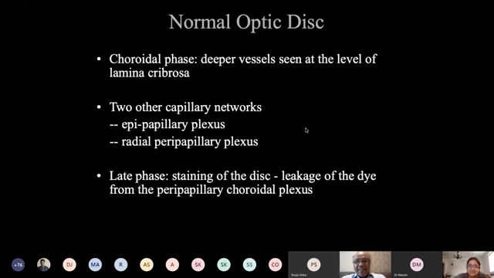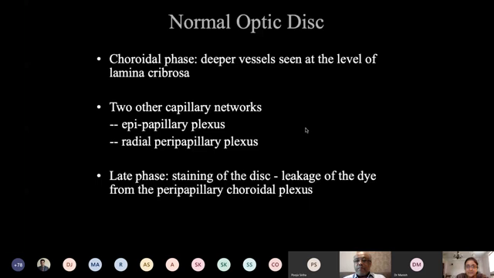So now let's understand the normal optic disc. In the choroidal phase, the deeper vessels are seen at the level of the lamina cribrosa. Two other capillary networks are identified: the epipapillary plexus and the radial peripapillary plexus. And in the late phase, you see the staining of the disc. This is something for us to keep in mind.